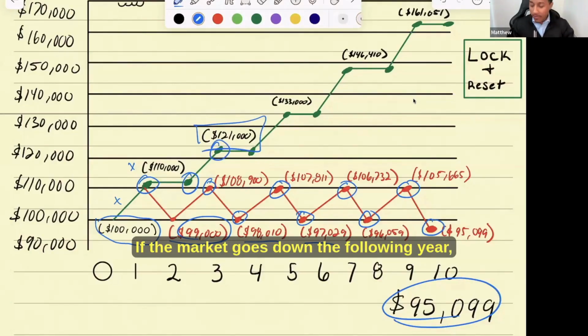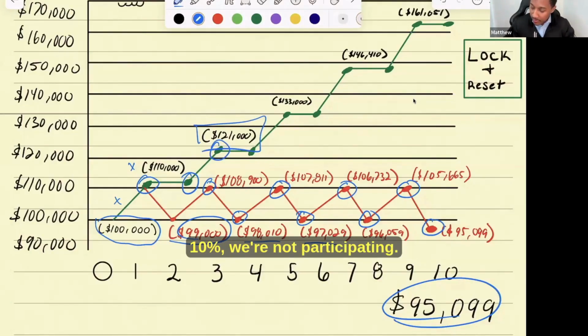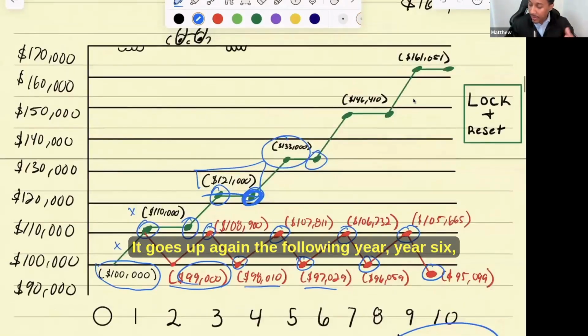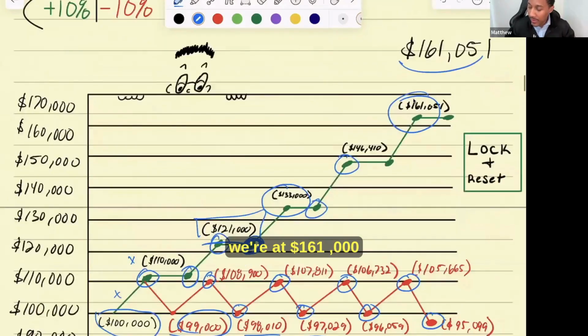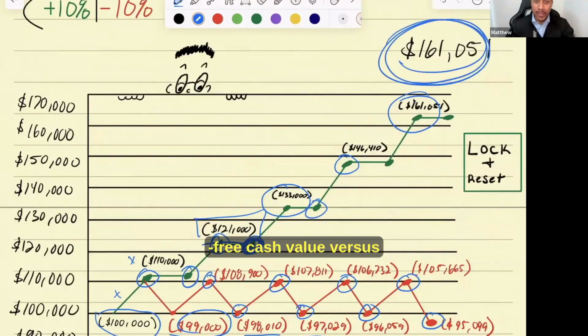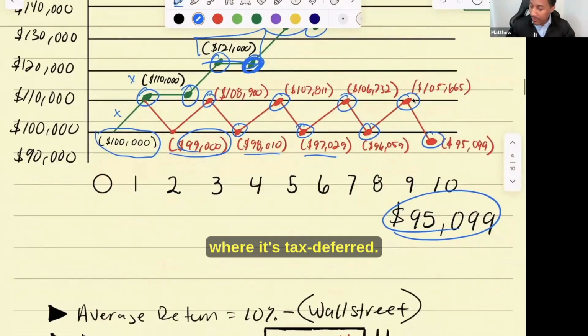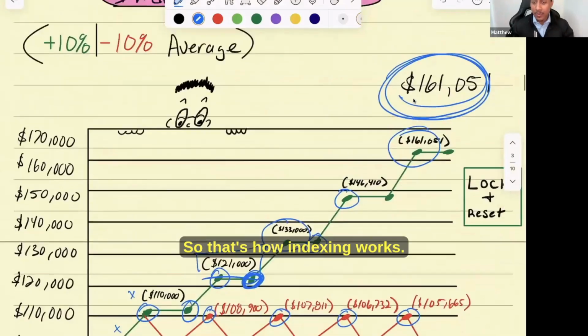If the market goes down the following year, 10%, we're not participating. We're staying flat. It goes up again, rallies, we're at 133. Down 10% again, we're not participating. It goes up again the following year, year six, we're at 146,000. And then in year 10, we're at 161,000 tax-free cash value. Versus the stock market where it's tax deferred and you're at 95,000. So that's how indexing works.